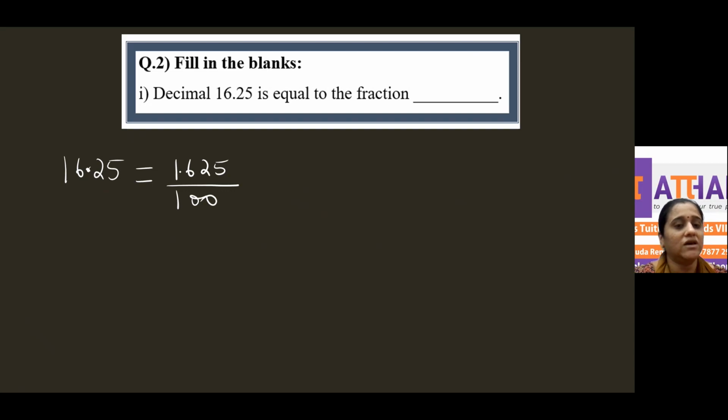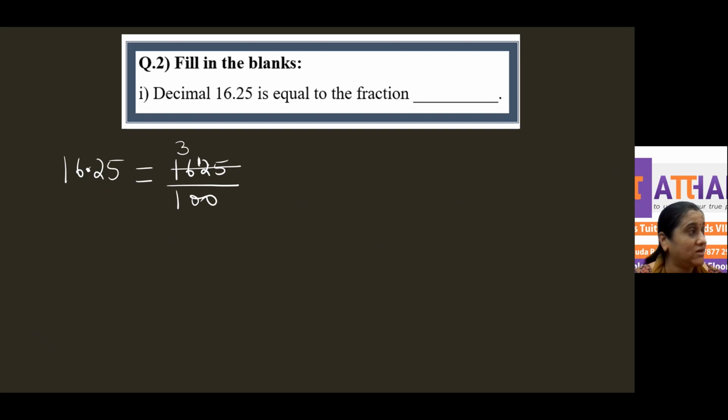Now, simplify. If you know the tables of 25, we can do it in 25. Otherwise, we'll do it in 5 first. So, 5 threes are 15. 1 is the remainder. Do you know how to do that? I'll tell you now. You should do it like this. First strike it, and then 5 threes are 15. So 3. What's the remainder? 1 is the remainder. 16 is here. Fix the remainder 1 here.